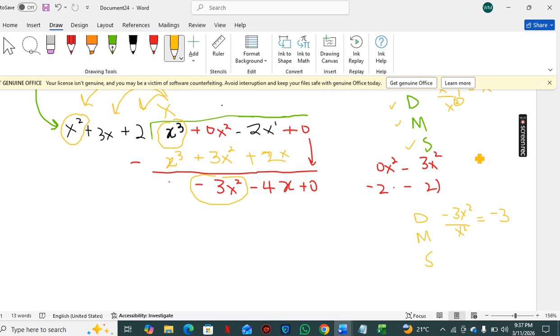Okay, so this negative 3 here, we're going to bring it on top here. Oh, someone raised their hand. What's your question?